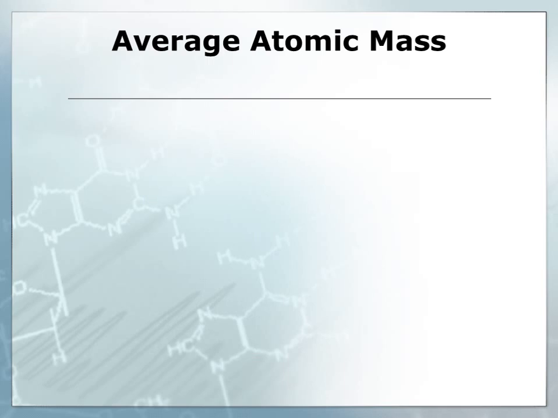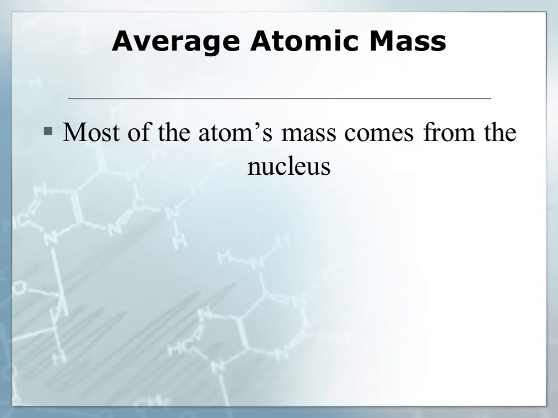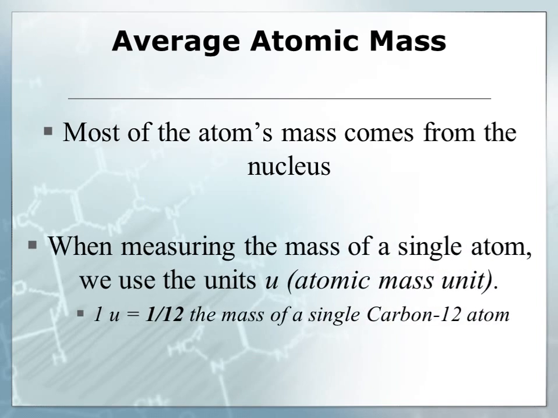When we talk about the mass of an element, we need to remember that most of an atom's mass comes from its nucleus, in which the protons and the neutrons are located. When determining the mass of just a single atom or a small quantity of atoms, instead of using grams, which would be too large of a unit to use for this magnitude of mass measurement, we use the units atomic mass units, which are abbreviated by the letter U. And one atomic mass unit is defined as 1/12 the mass of a single carbon-12 isotope atom.